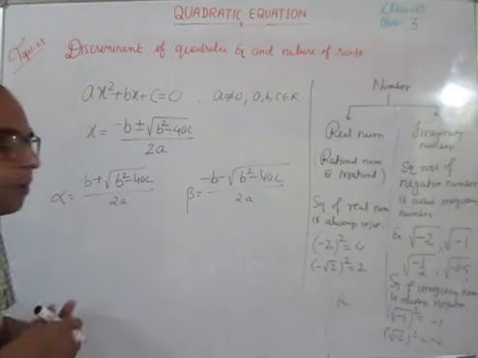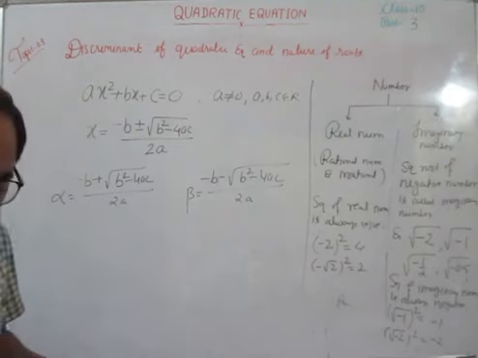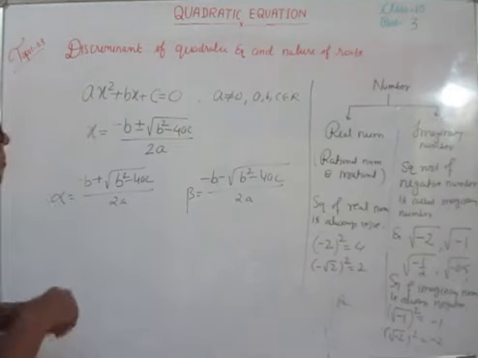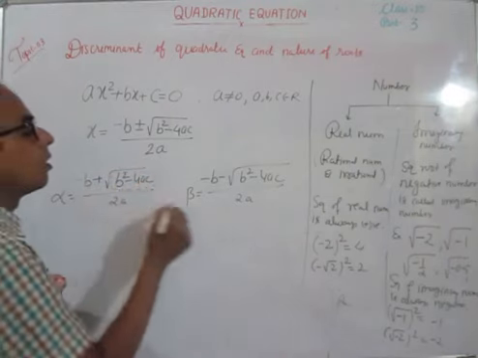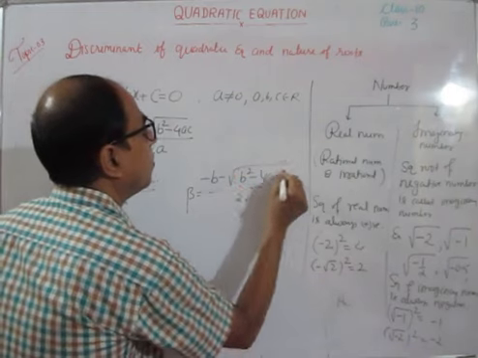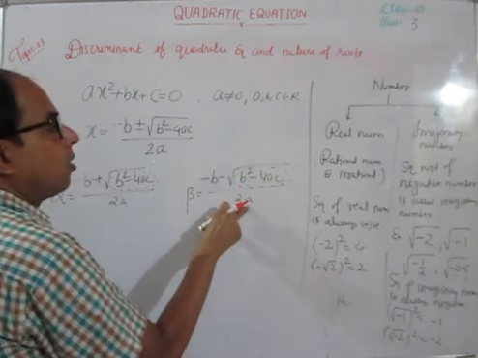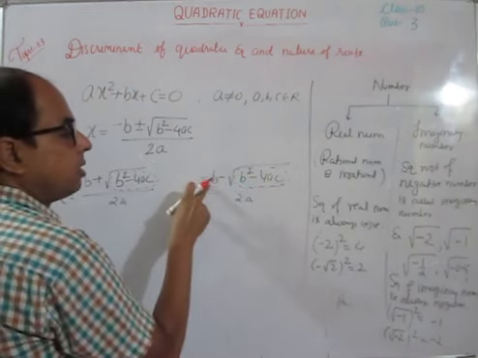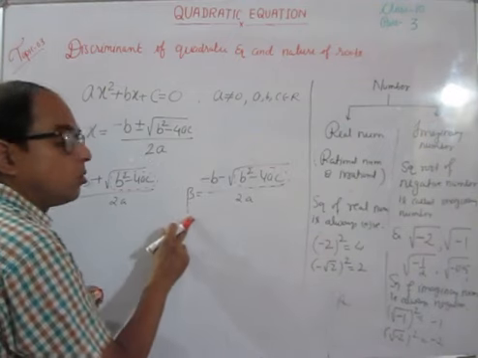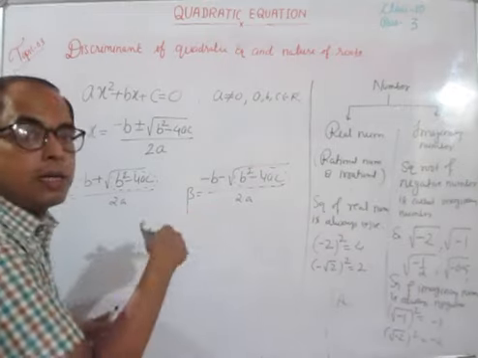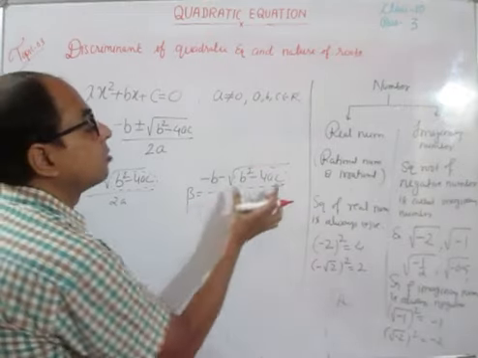That depends on this value. Because this a is always real, this b is always real. So what will be the nature of the roots? Whether it will be imaginary or real depends on this value.